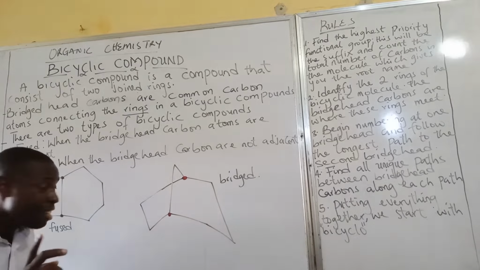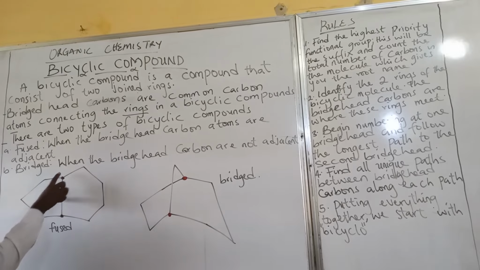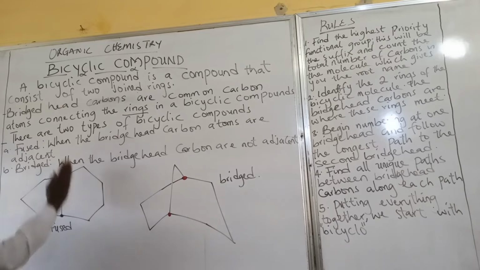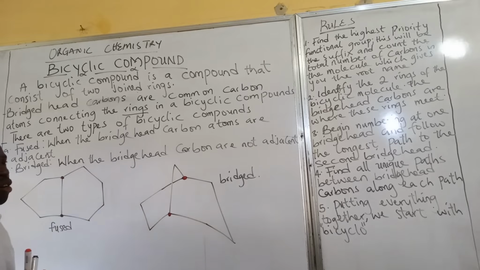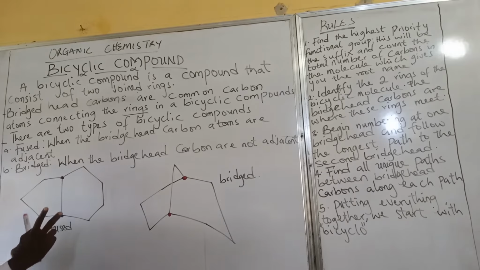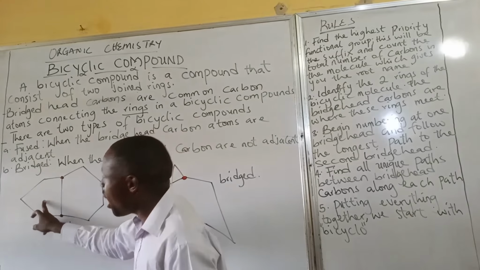And number three is, look at it. I'm having the bridge head here. And the way you do your counting, if here is ring A and ring B. Now, simple. If I'm having two persons, let's say A and B.